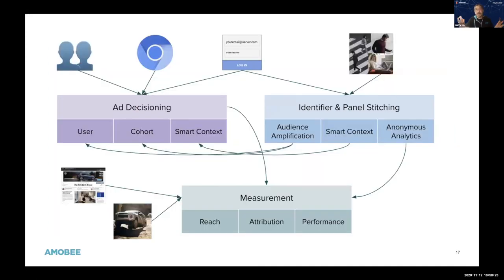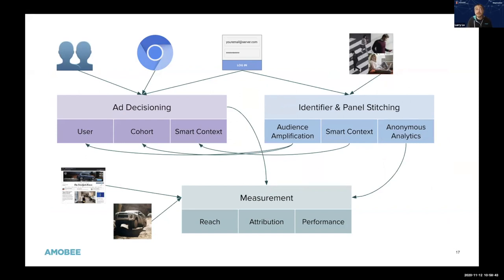And this is sort of how things are going to work together, right? Ad decisioning is going to be based on a mixture of unknown traffic, Chromium traffic, and then login traffic. We're going to have to look at decisioning based on user level cohorts, and this is what we call smart context, right?